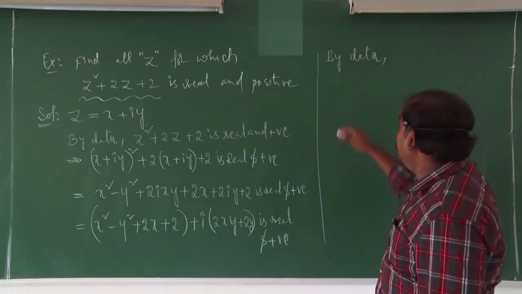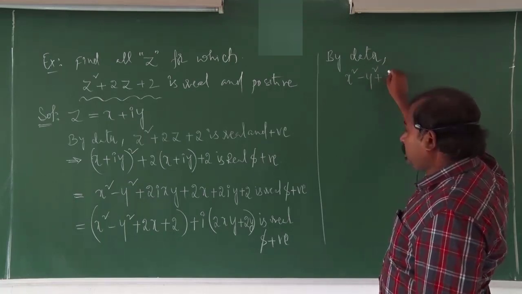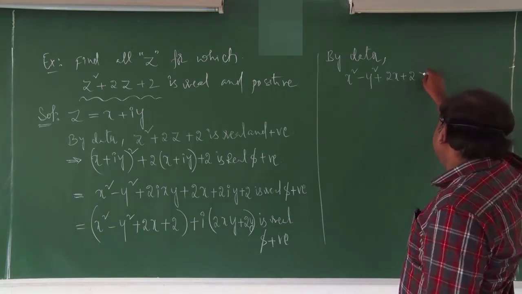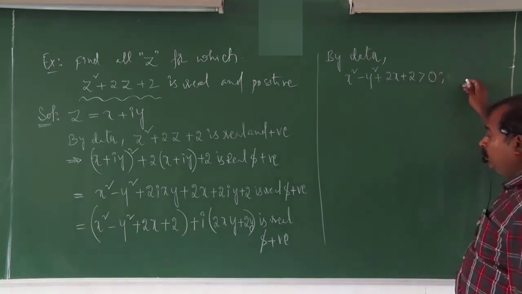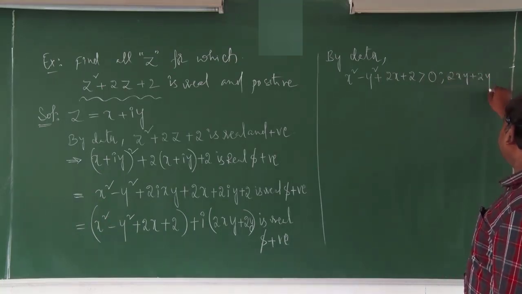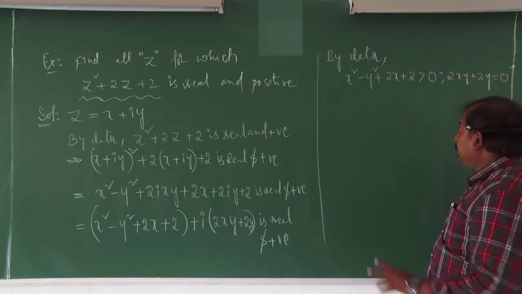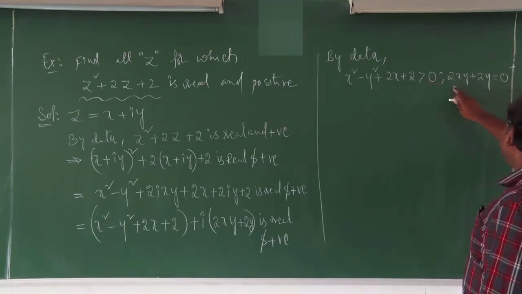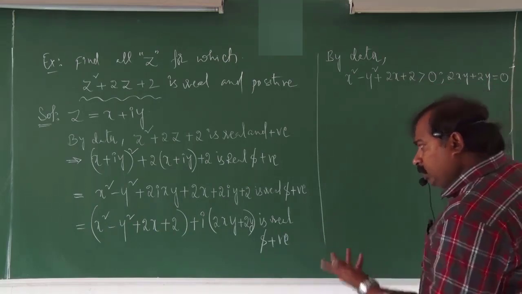Now by the data, what is the value? x square minus y square plus 2x plus 2 should be real and positive, meaning greater than 0. And the next value will be 2xy plus 2y equal to 0. Real and positive means this is one value, and one more thing, you will get 2xy plus 2y equal to 0, since it is given. Then solve it.